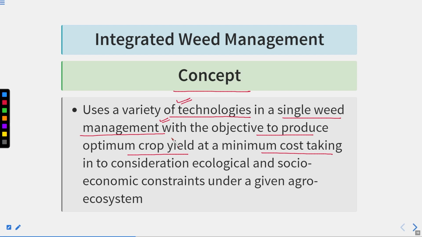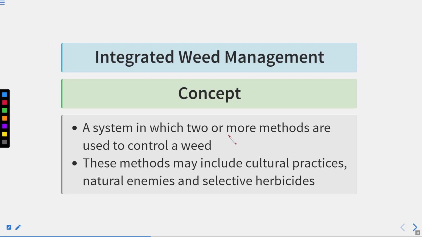So this is quite cost effective, and at a minimum cost we can produce the optimum yield of the crop by this technique. So this was the concept. A system in which two or more methods are used to control a weed. These methods include cultural practices, natural enemies, and selective herbicides.